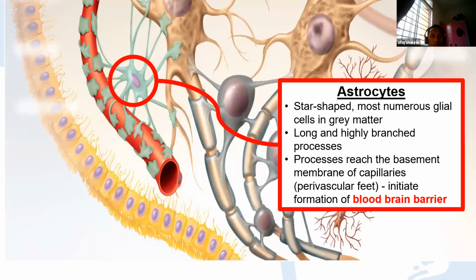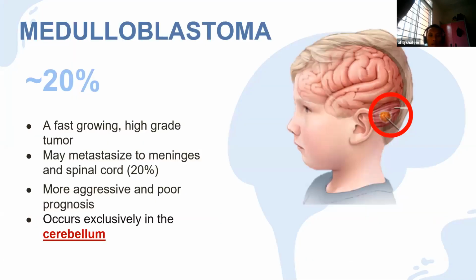Next, we go to medulloblastoma. Okay, medulloblastoma, which exclusively occurs in the cerebellum. So as we all know, cerebellum mainly tackles coordination and also balance. So the children may present with truncal ataxia, coordination difficulties, and also abnormal eye movements. So medulloblastoma accounts for about 20% of the total cases, and it is a fast-growing tumor in which it can metastasize to meninges and also spinal cord.